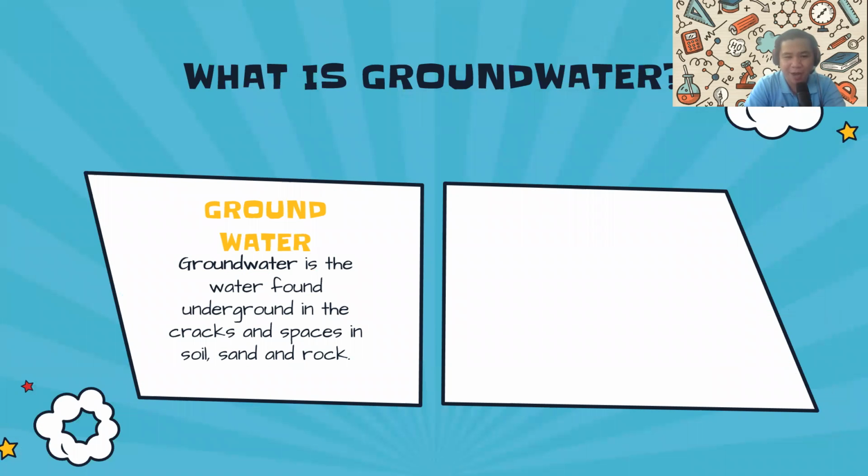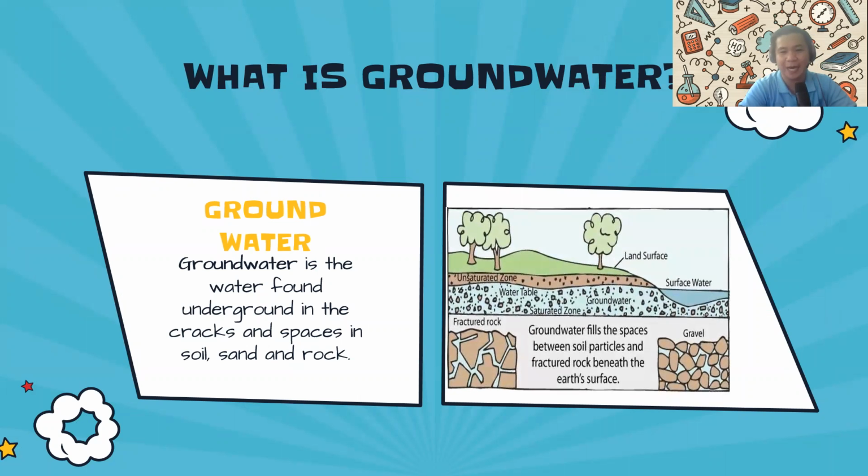The fourth one is groundwater. Groundwater is the water found underground in the cracks and spaces in soil, sand, and rock. And this is what groundwater looks like. Ta-da! It's really just the name. It's groundwater. It's water found underneath the ground.